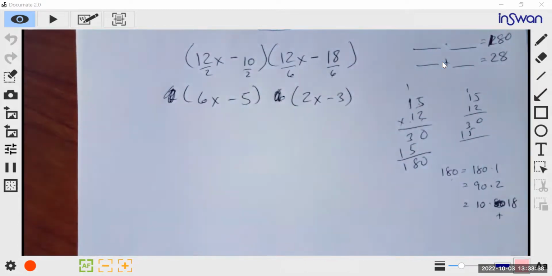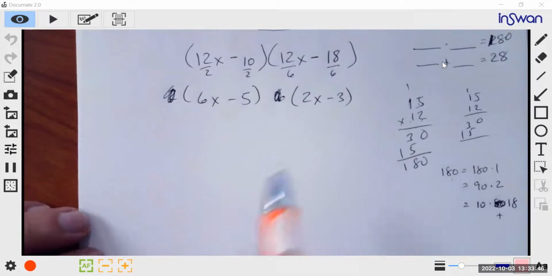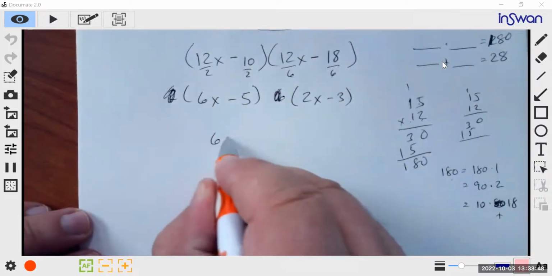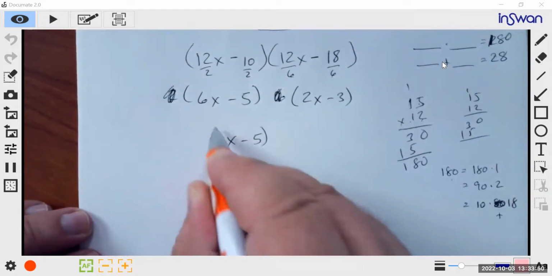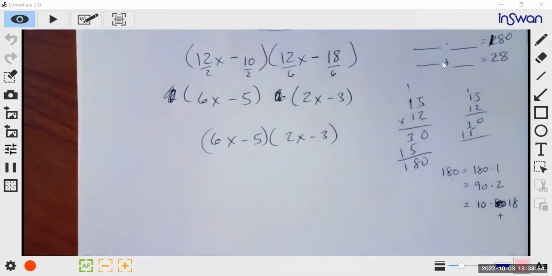You're not wrong. You could put 3 in there, you could put 2, but then you have to do it again. So it's just that if you look at both of them one time, you see what they have in common. So our answer is that. Those are the factors.